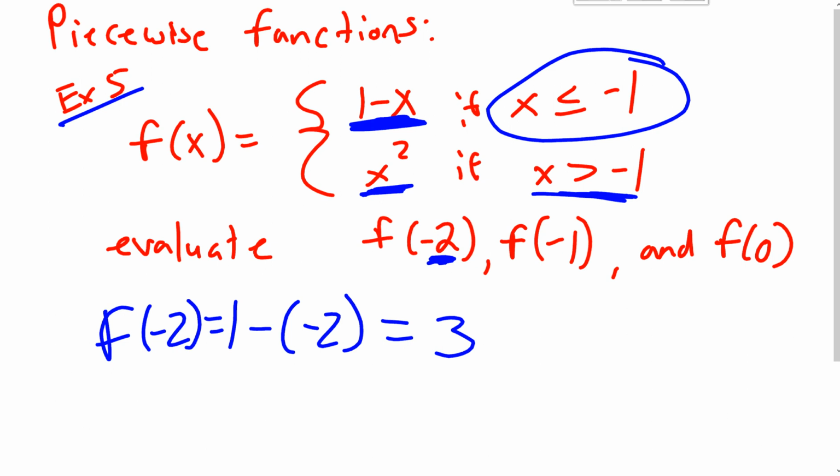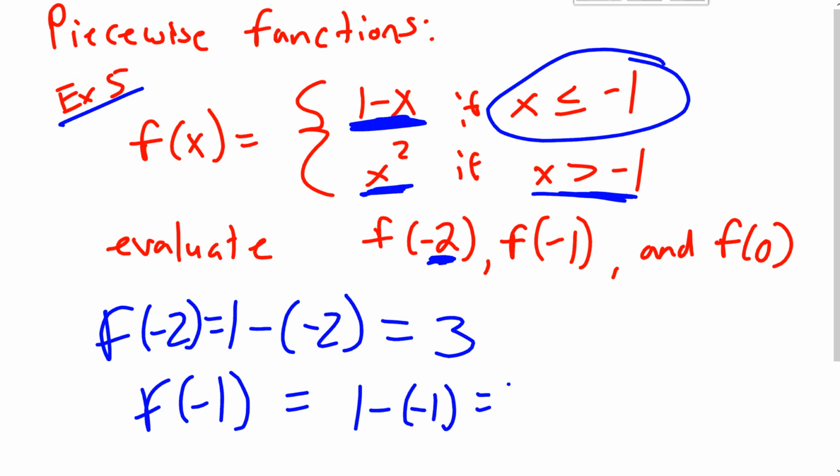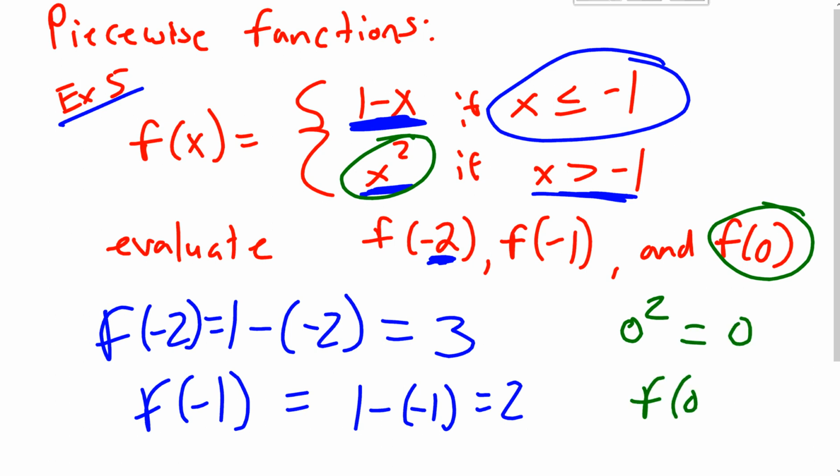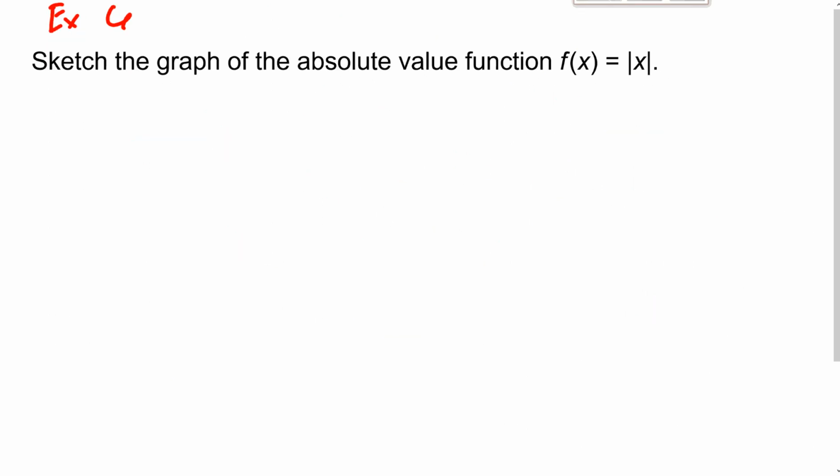Because it's or equal to, so we're going to use that one again. So f of -1 equals 1 minus -1, which equals 2. This last one, f of 0 is bigger than -1, so we're going to use this equation. So 0 squared is 0, so f of 0 equals 0. So based on where your x is tells you which equation you should use in a piecewise.